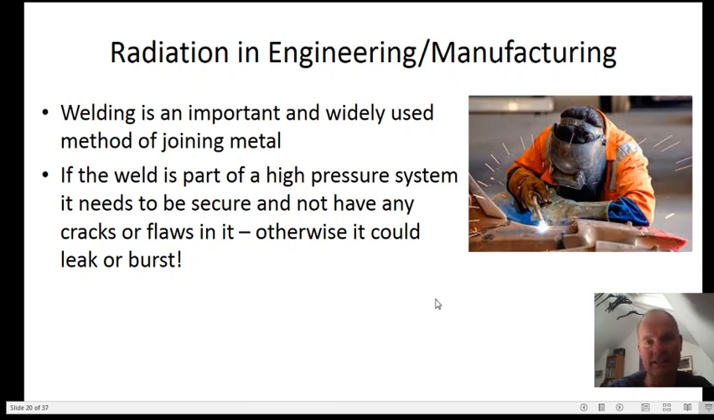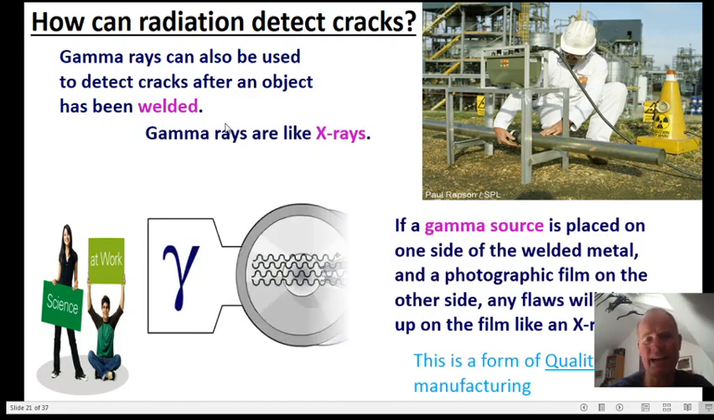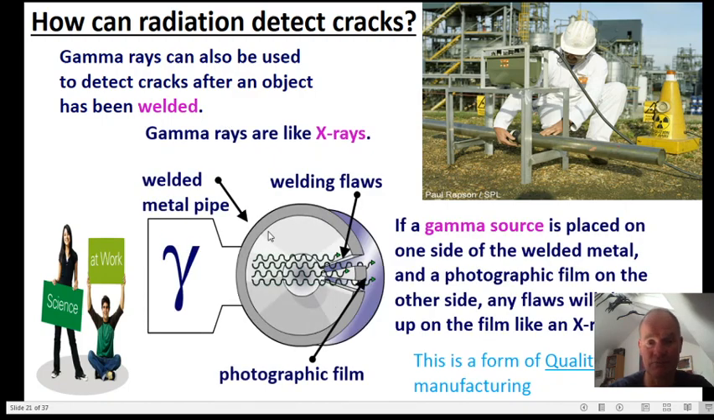So in order to check welding, we can use radiation, and it's a form of detecting cracks. It's called crack detection. Our old friend gamma rays can be used to detect cracks in an object after it's been welded. Typically we're dealing with fairly thin metal, and hence that's the reason we use gamma rays. Alpha and beta wouldn't be any good because they wouldn't penetrate that at all. Gamma rays, a bit like X-rays, you can use X-rays for this as well, but gamma rays do it too.